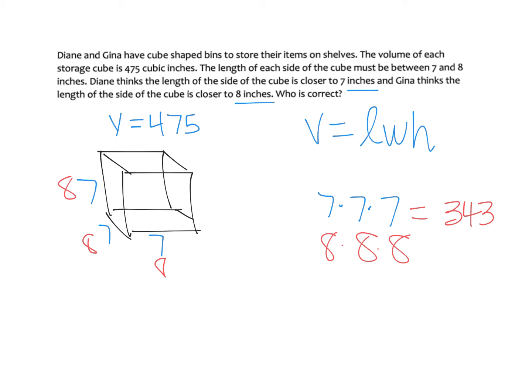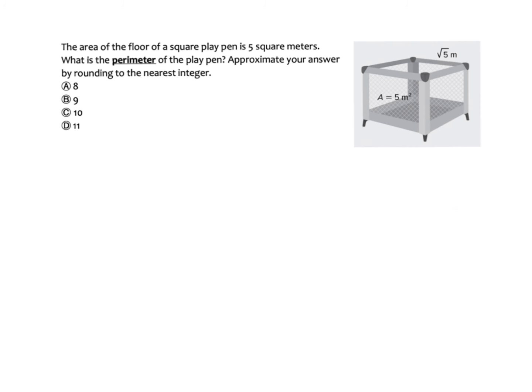Oops, I'm just typing it in. I think it is 512. So we want to know, who's a little bit closer for the volume? To me, 475 looks a little closer to 512. So the girl who chose 8, I think it's Gina, she's a little bit closer. Definitely make sure you have this one in your notes.